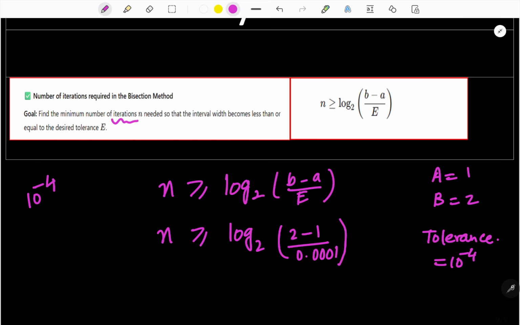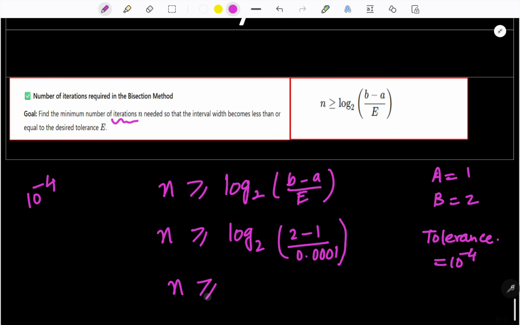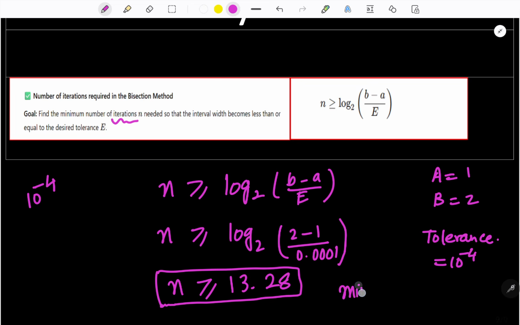Okay, teacher, if it is not given in the question, always you keep 4 decimal for any type of question which is not mentioned. So all these things you put in the calculator. I put in the calculator. I got n is greater or equal to 13.2877 something. Okay, so it means minimum, how many iterations? 13 iterations you should get it.